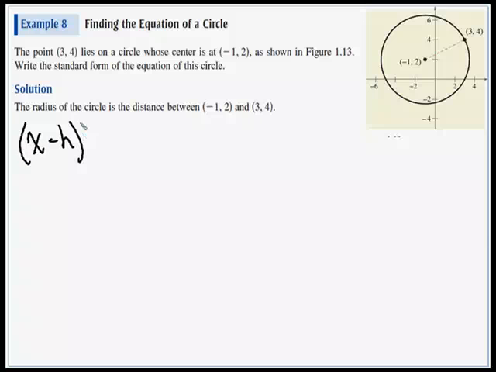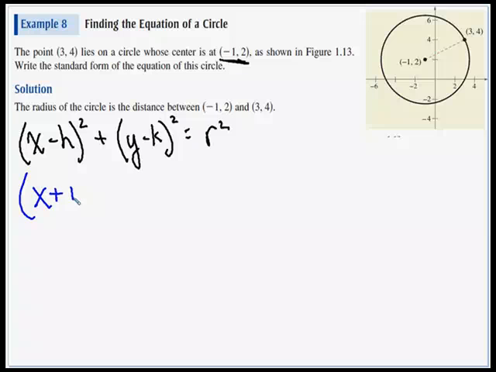X minus h, quantity squared, plus y minus k, quantity squared, equals r squared. So they did give us the center. The center is right here, -1, 2. So we could plug that in. X minus, our x coordinate is -1, so minus a -1 would be +1, quantity squared, plus y minus k. And our y value is 2, so we just plug it right in. Y minus 2, quantity squared, equals radius squared.